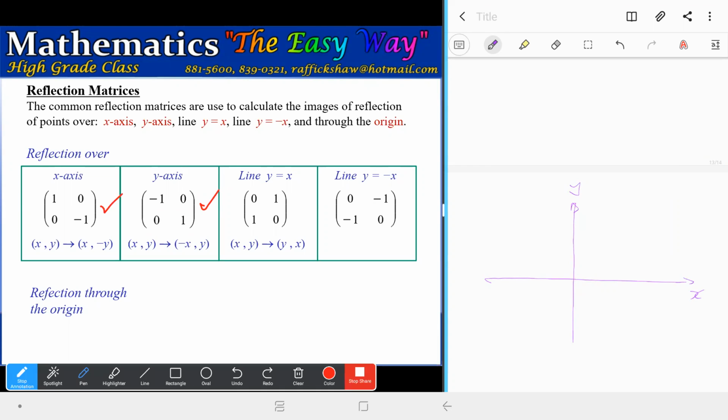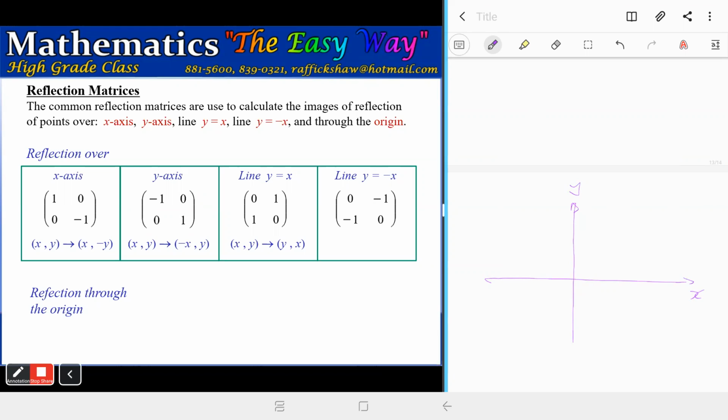The line y equals x is a line that goes right down the middle here. It passes through points where the x and the y value is the same. So it passes through points like 0, 0, that's the origin, a point like 4, 4, a point like 8, 8, a point like -3, -3. You pass through points where the x and the y value is the same. That's the line y equals x.